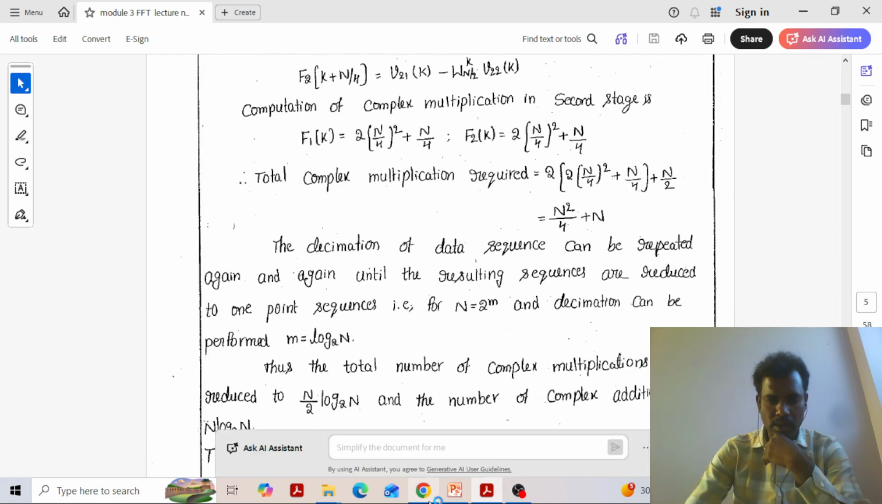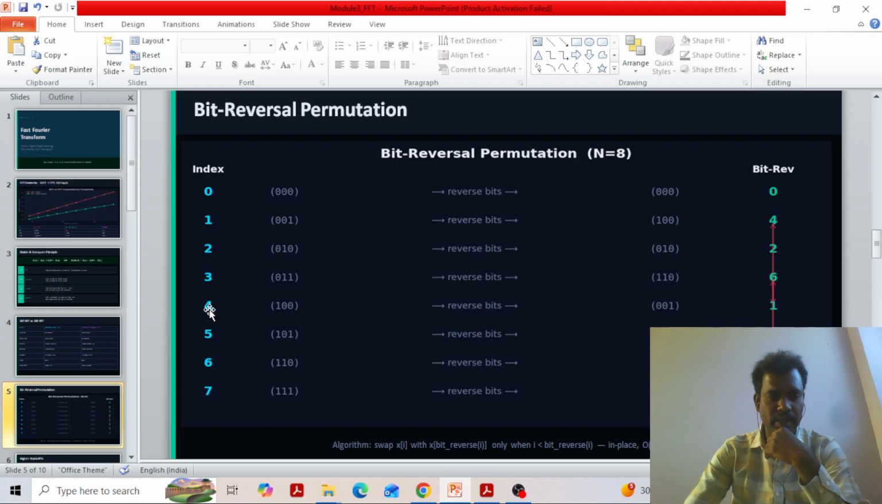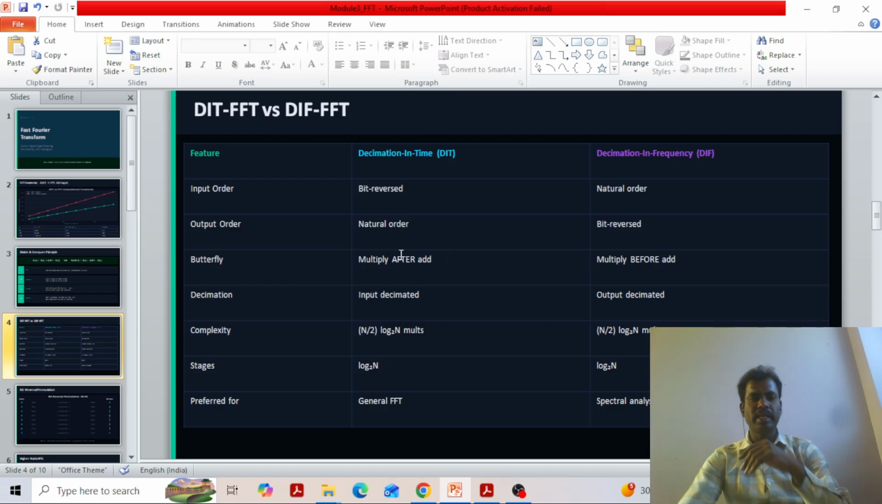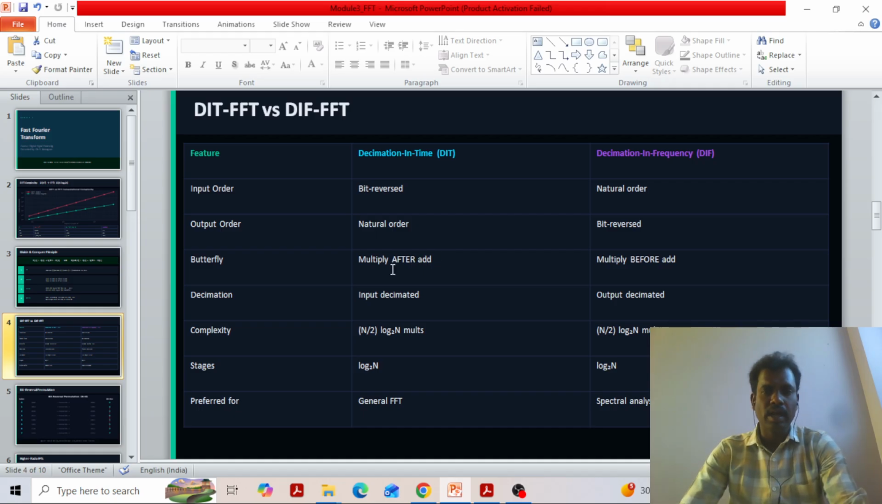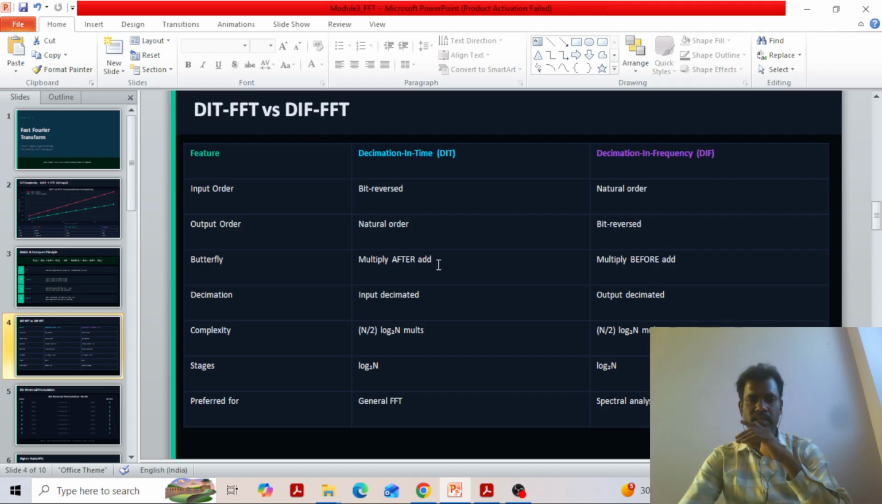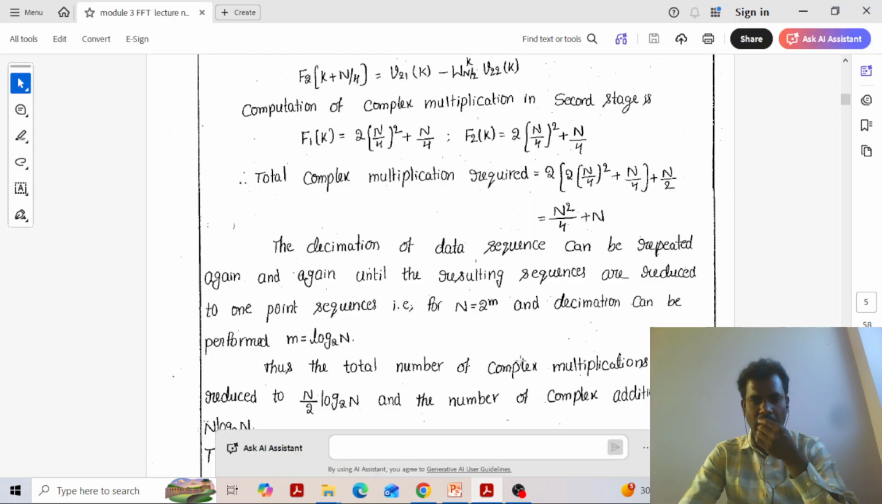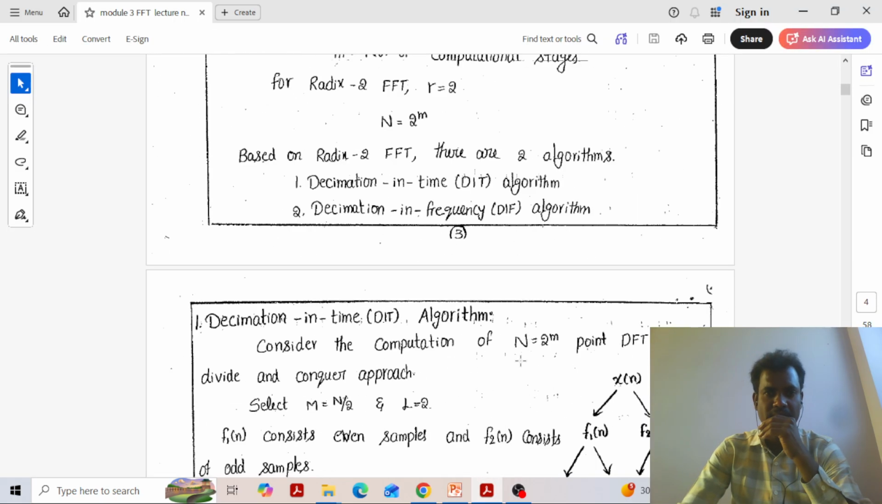So now let's finalize the DFT and its order and butterfly. In decimation in time, the butterfly will multiply before the addition. Actually, in decimation in time, before addition we will multiply, and then we will perform addition. But in decimation in frequency, we will multiply after the addition. It's slightly changed.